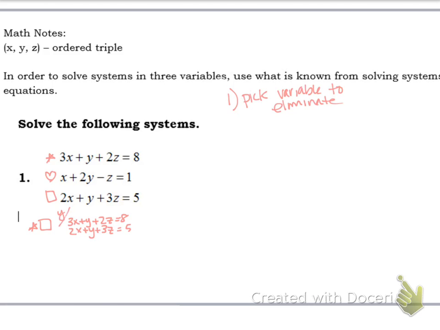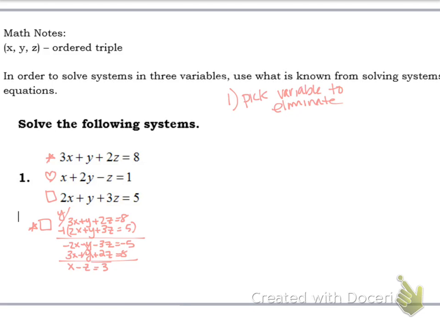And I'm eliminating y. To eliminate y, one of them needs to be negative. So I'm going to multiply an entire row by -1. So it becomes negative 2x minus y minus 3z equals -5, and I'm going to drop my untouched equation right underneath it. When I add going down, my y's cancel, and I get x minus z equals 3.